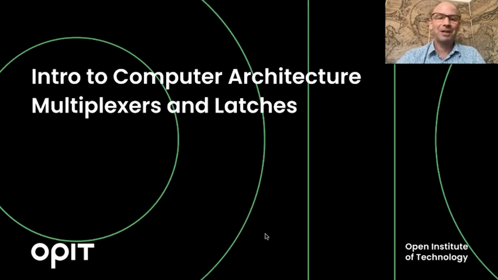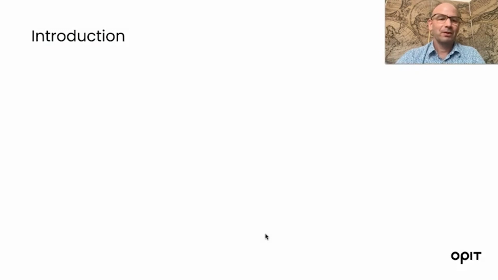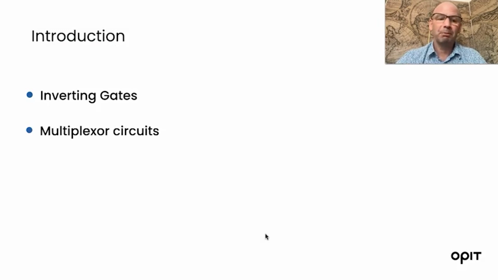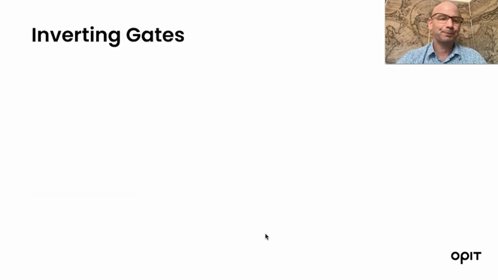Okay, in this session we're going to look at multiplexers and latches. First off, we're going to look at the idea of inverting gates. Then we'll look at multiplexer circuits, which are just combinations of the basic circuits we've learned so far. Then we're going to look at latches, and then we're going to look at a specific type of latch called the gated D latch. First off, though, inverting gates.